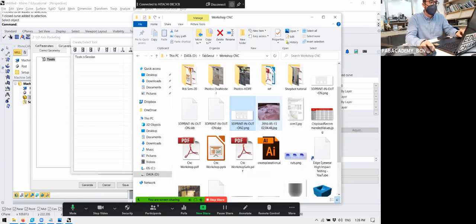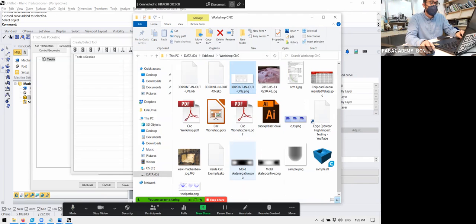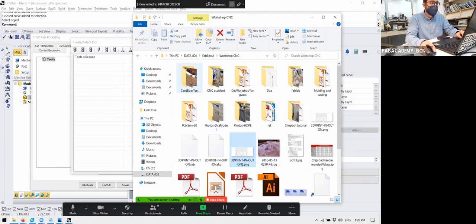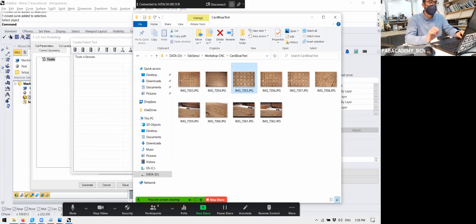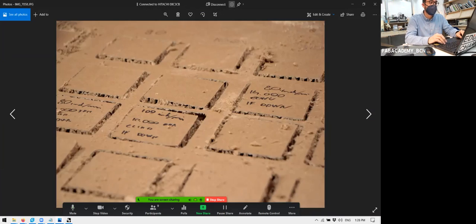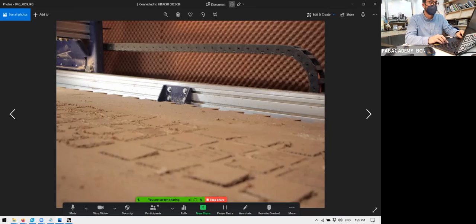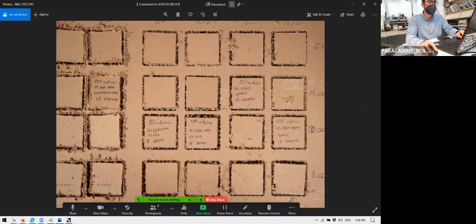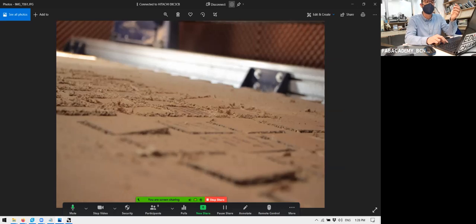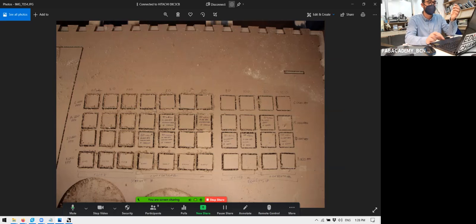To give you an idea, for example, this is a really annoying cardboard test. You see, it's a matrix of 80, 100, 120, 40,000, 10,000, 8,000 RPMs, changing to see which one gets the better cut with different tools. Basically, this is your group assignment. I don't know if I have more pictures. Yeah, for example, this is a chart. This is in inches, not in millimeters.